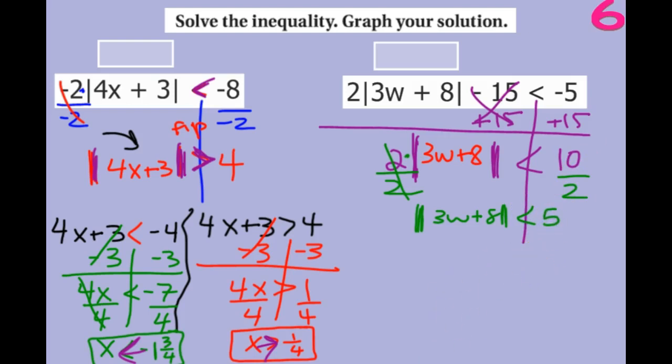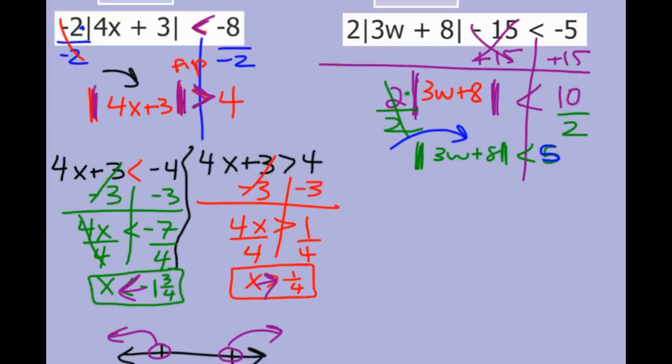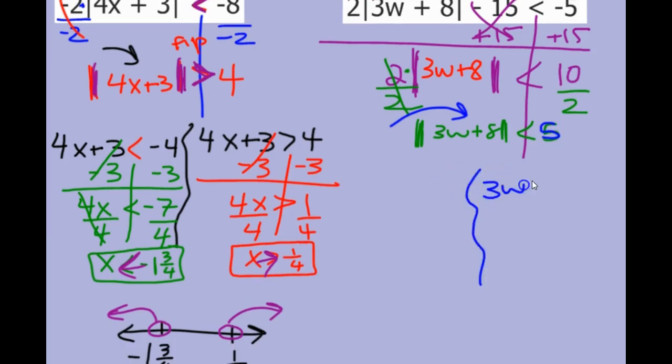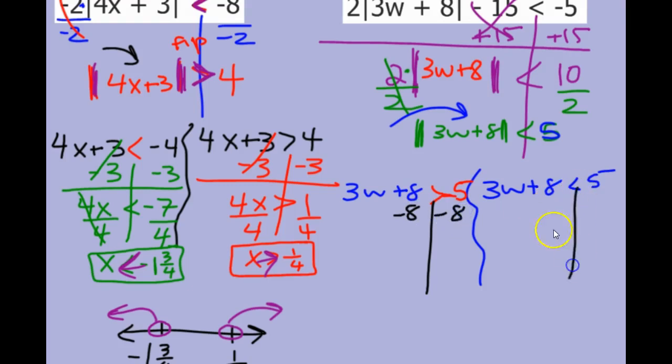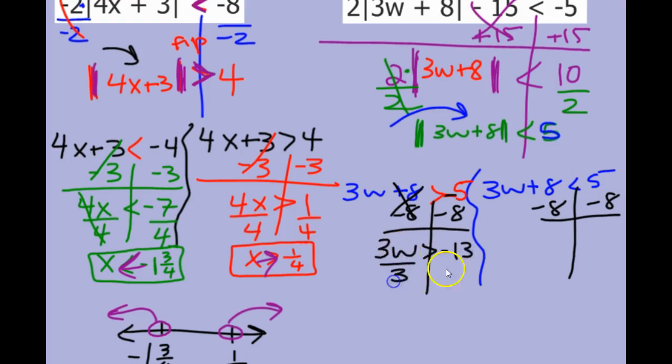Now that our absolute value is by itself, we know that whatever goes in here could be equal to 5 or negative 5. So let's write both options. 3w plus 8 is less than 5, and 3w plus 8, flip the sign, greater than negative 5. So subtract 8. If you want to do all of them at once, go for it. So we have 3w is greater than, and this is a negative 5, all negatives, a negative 13, and then divide by 3.